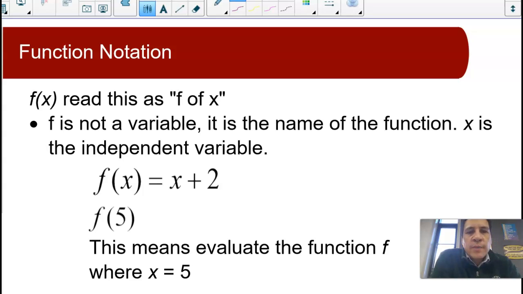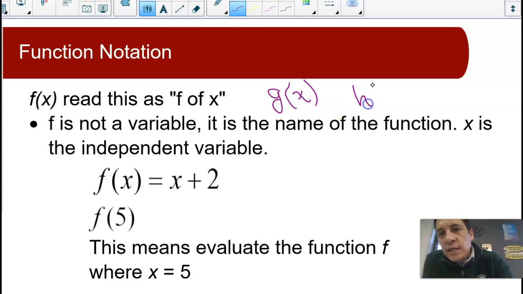All right, in this video, we'll talk about function notation. So this first notation here, we would read it as f of x. But we could also have something like this would be g of x. This would be h of t, right? But when you see something like this, we're talking about a function.